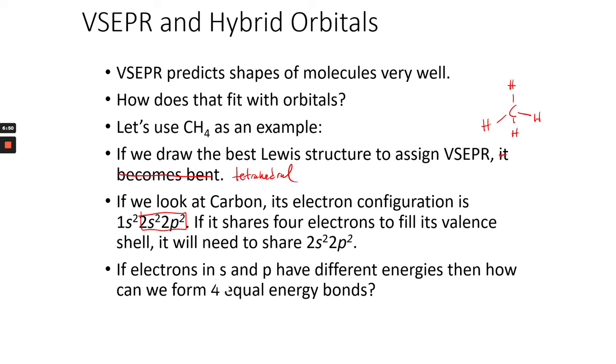So if your electrons are in the s and the p orbitals, they actually have different energies. And we said that when we're forming our bonds, they have to have the same energies. We want 4 equal energy bonds. One of these bonds doesn't have different energy from this bond. They all have the same energy. So we need 4 electrons in carbon to have the same energy. But 2 of the electrons are in the 2s and 2 are in the 2p. The 2s is lower energy than the 2p. So how do we make these 4 electrons have the same energy so we could form 4 equal energy bonds?